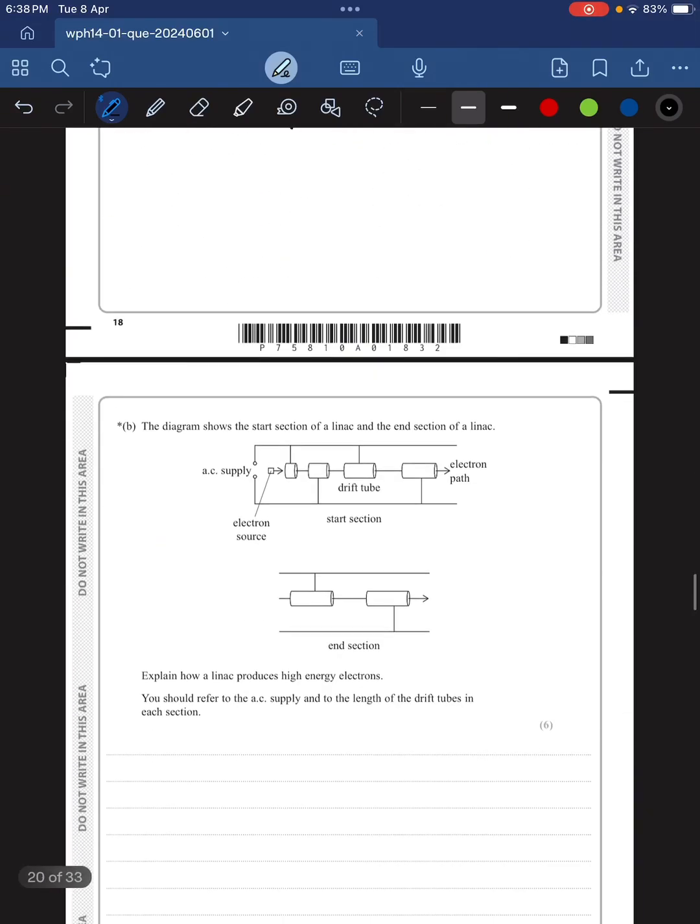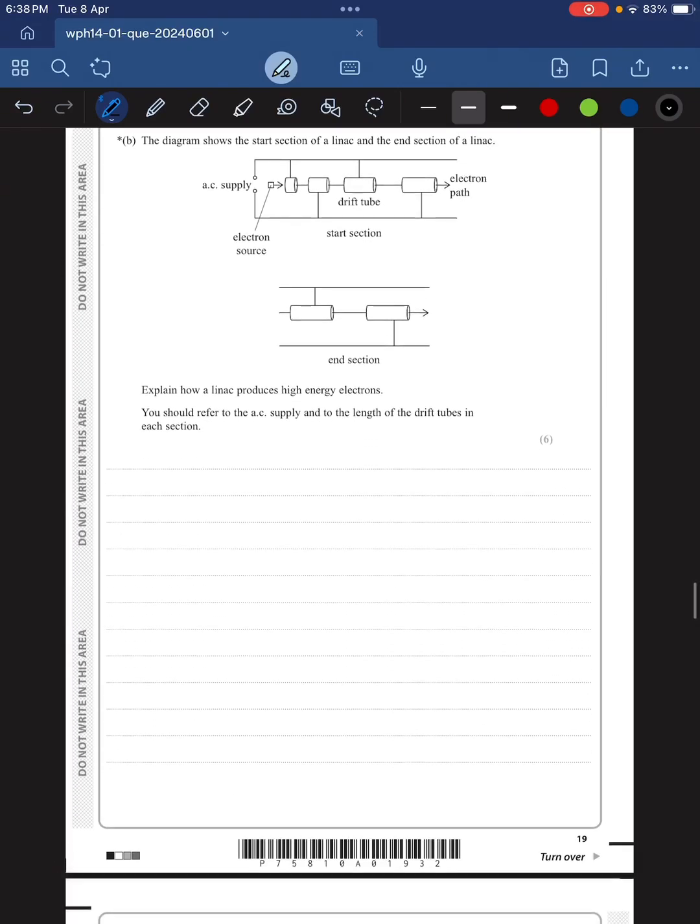All right, part B. The diagram shows the start section of a linac and the end section of a linac. So this is the start section, and this is the end section, okay? So I guess what they want you to notice is that in the beginning, these drift tubes get progressively larger, but at the end, they are about the same, okay? And why does this happen? Because by the end of the linac, the electrons have relativistic speed, so their speed does not change by too much between drift tubes. But let's go see what the question is actually asking.